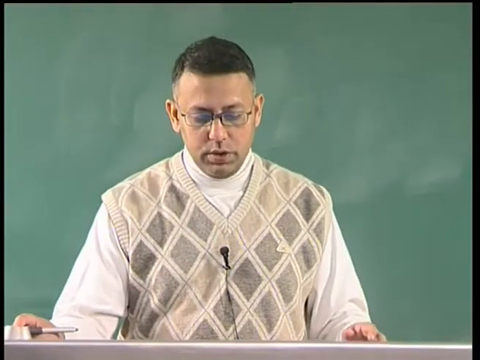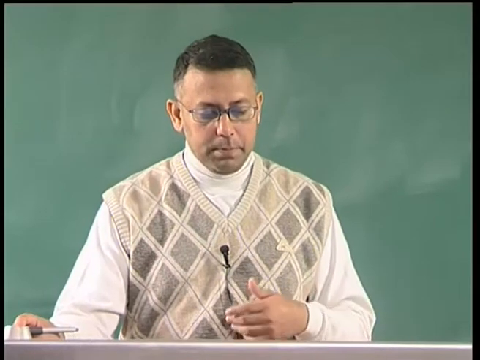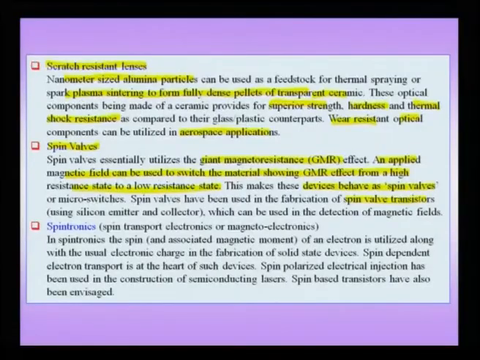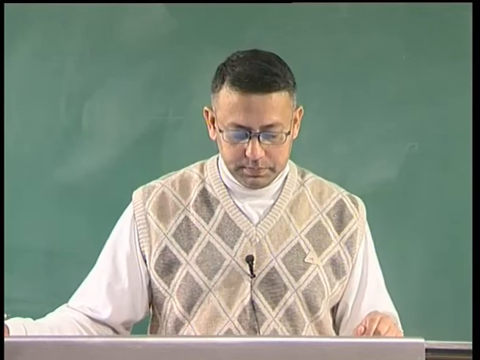Therefore, I can use a spin valve, for instance, in making what are known as spin valve transistors, wherein silicon is used as an emitter and collector. This can also be used in detecting the direction of magnetic fields, especially of low magnitude. Therefore, I can see that when I have a giant magnetoresistance effect, this can be treated effectively like a spin valve, and this spin valve can be used to make nice devices like a magnetic field detector.